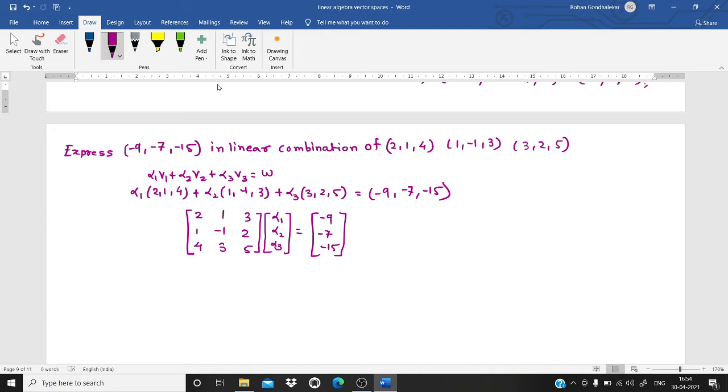So this is a non-homogeneous system. We can easily work it out. So let's begin. I'll just show it very quickly. First, I'll interchange R2 with R1, so that I bring the 1 at this place and my further calculation becomes simple. So 1, -1, 2; 2, 1, 3; 4, 3, 5.